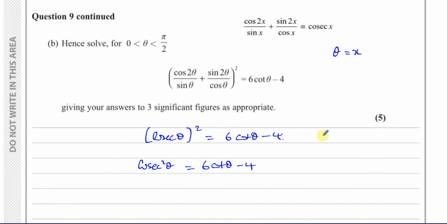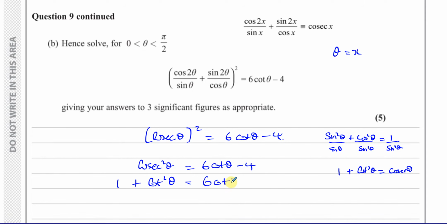If you forget your trig identities, the reciprocal ones, the basic one is sine squared theta plus cosine squared theta is equal to 1. And if I want to end up with something which involves cosec squared theta, then I have to divide by sine squared theta. That gives me cosec squared theta. That's what I'm looking for. So I divide everything by sine squared theta, and I end up with 1 plus, now cosine over sine is cot, so that's cot squared theta. So I can replace this with 1 plus cot squared theta equals 6 cot theta minus 4.